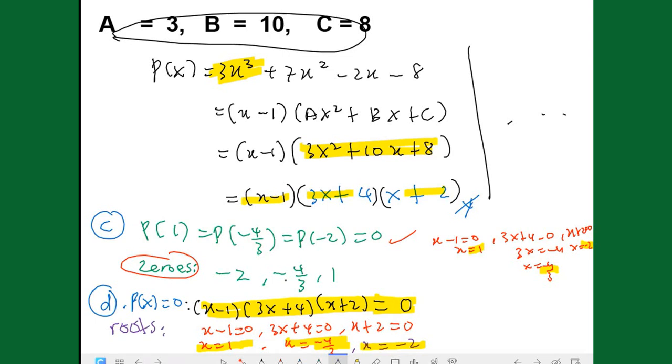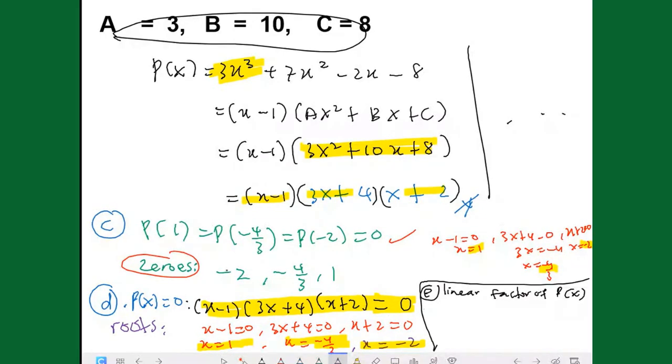Okay. Zeros yang ni. Kalau dia tanya lagi, what is the linear factor? Apa dia linear factor? Zeros paling kecil ni sebiji. Roots ada x equal something. Linear factor? Semua dalam bracket. Good. Okay. X minus 1, 3x plus 4, x plus 2. Jadi perfect lah soalan dia. Soalan macam ni je. Tak susah pun.